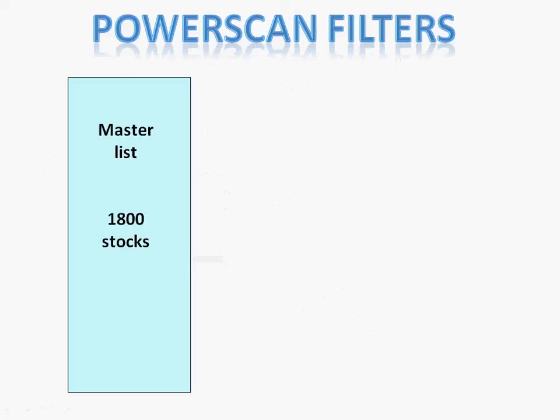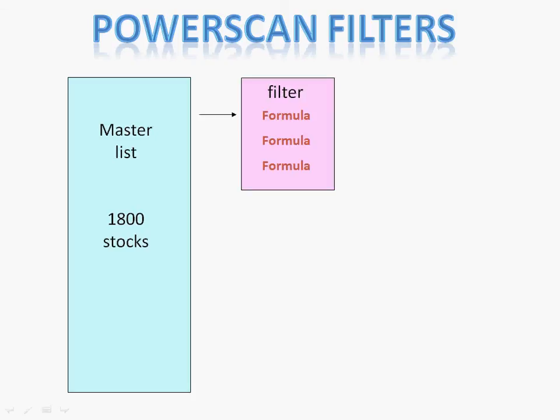So that brings us to PowerScan filters, how they work. Basically, you start with a master list of 1,800 stocks. The reason it's 1,800 stocks is because we take out any stocks that trade less than 200,000 shares per day and stocks that trade less than $1 per share. These stocks will go through a filter. Okay? The filter consists of formulas. It'll spit out your list of only the stocks that fit the formulas in that filter in real time. So your filter will update every 5 to 10 seconds with new stocks that fit the components of it.